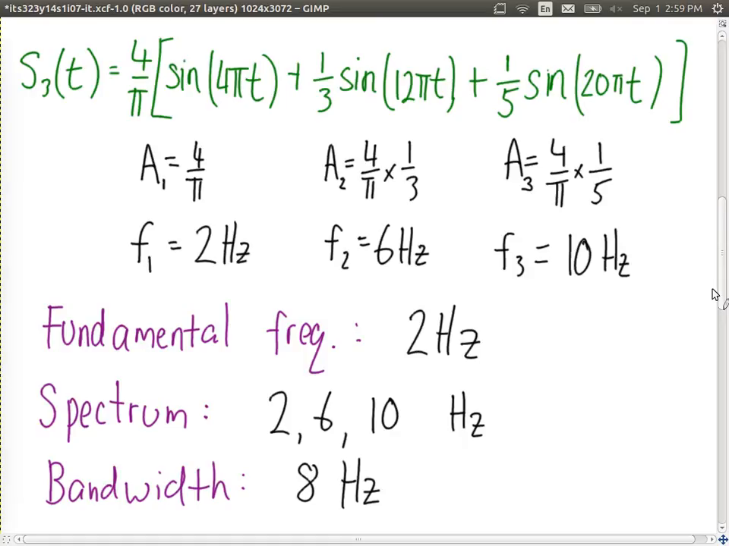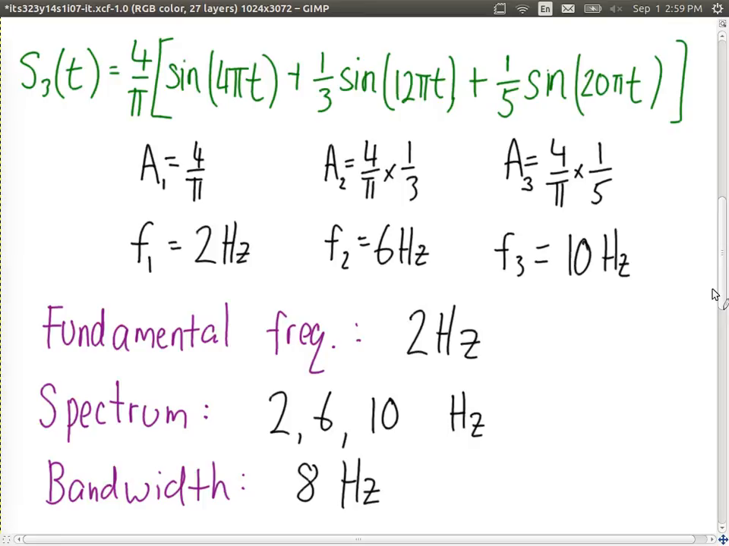And our general equation is sine 2 pi ft. So here we have 4 pi t, so 2 pi ft, f must be 2. 2 pi ft, if f is 2, then it becomes 2 times pi times 2 times t, or 4 pi t. So the frequency of the first component is 2, similar for the second component is 6. 2 pi ft, 2 pi times 6 t is 12 pi t. And the third component, 2 pi ft, 2 times pi times 10 times t is 20 pi t. So now, we know these six values.